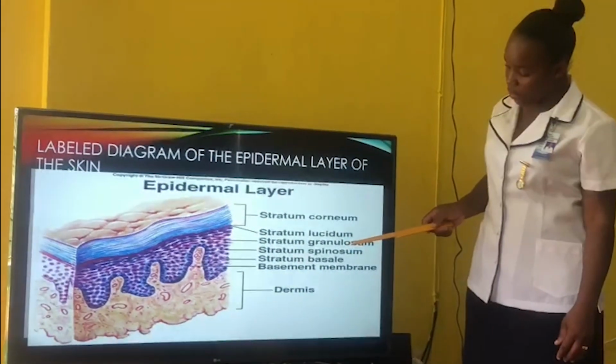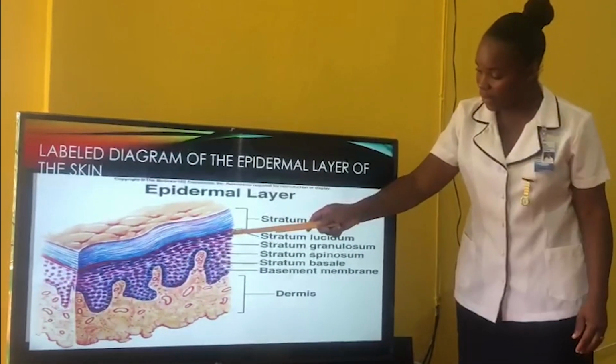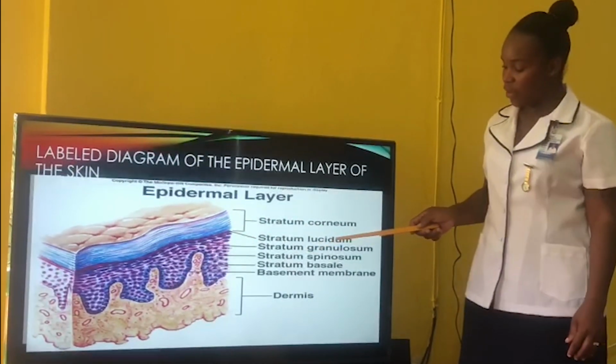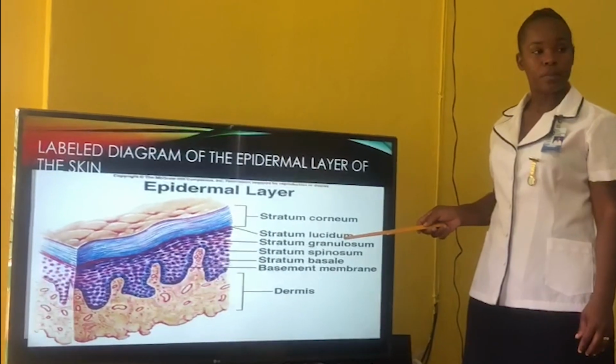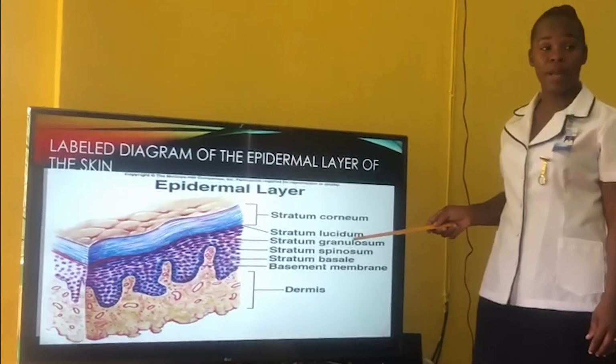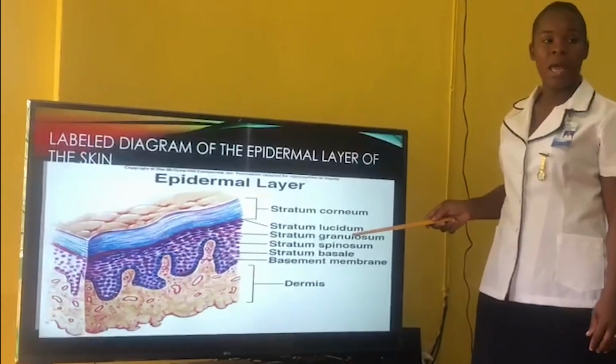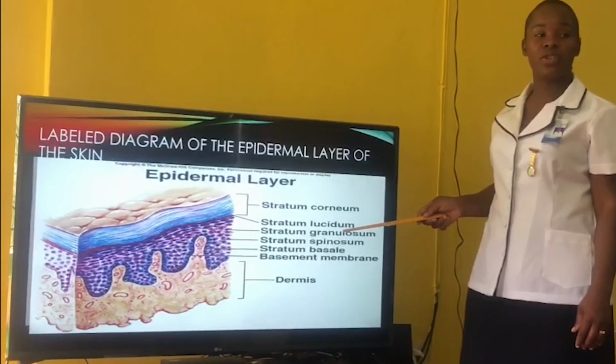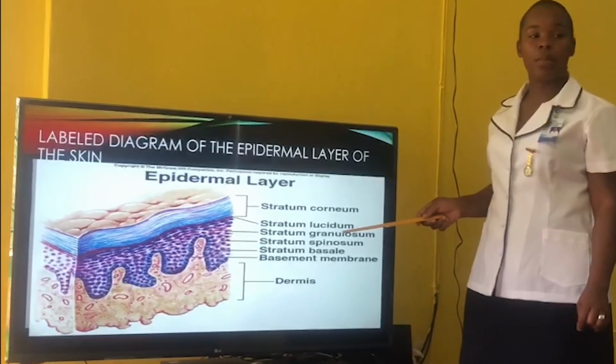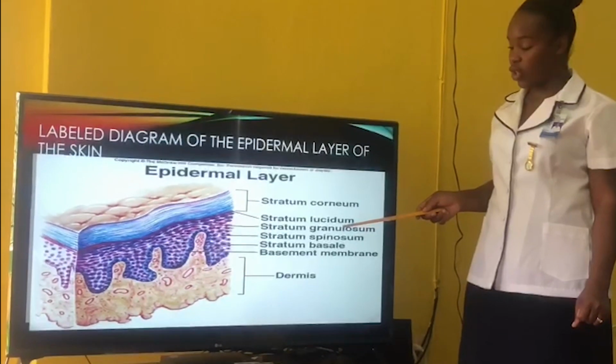The next section we'll be looking at is the stratum lucidum, and it's this area right here. And the stratum lucidum is present in thicker epidermis like the palm and the sole. Its function is that it allows the skin to stretch. It also contains a protein that helps skin cells to degenerate.